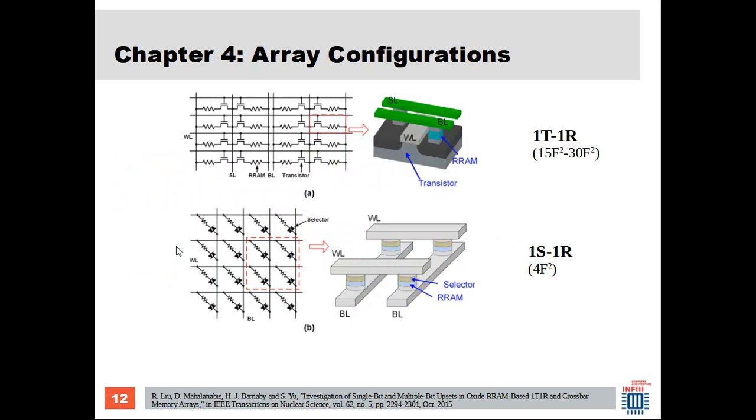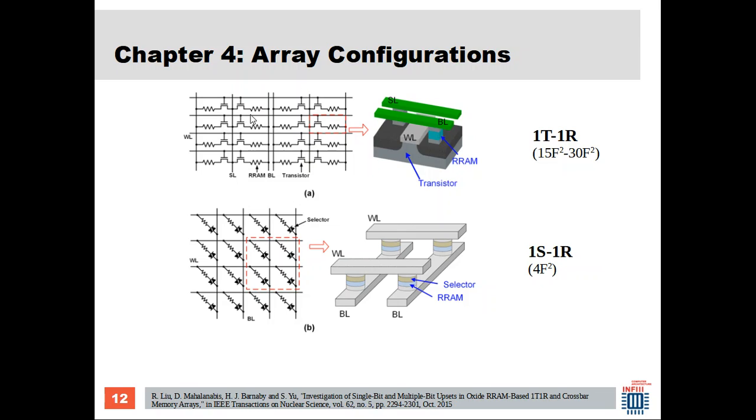Chapter 4 deals with array configurations. Broadly, there can be two classifications. One is 1T1R, and the other is 1S1R. In 1T1R, the ReRAM device is fabricated on top of the drain terminal of the transistor. So the transistor functions as an access device, but also as a current limiter. So it enforces a current compliance. I talk about it in detail.